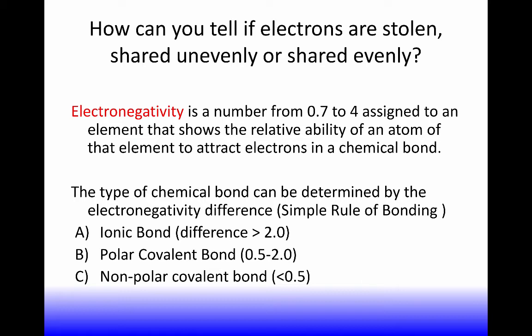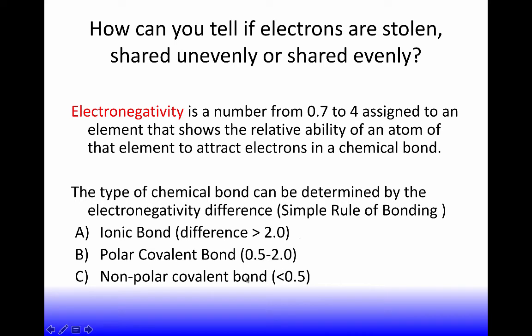I want you to think about polar covalent. Let's think about oxygen. Oxygen has a value of, let me think, I think it's 3.4 on the scale, and hydrogen has a value of 2.2. So if you subtract them, you get a value that's between 0.5 and 2. And so what you'll find out is that the bonds between the oxygen and the hydrogens in water are polar, meaning that the electrons will stay closer to the oxygen since it has the bigger value than to the hydrogens.